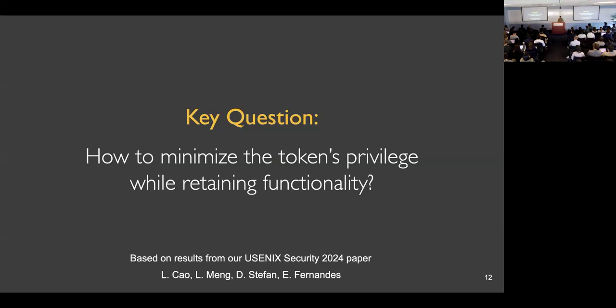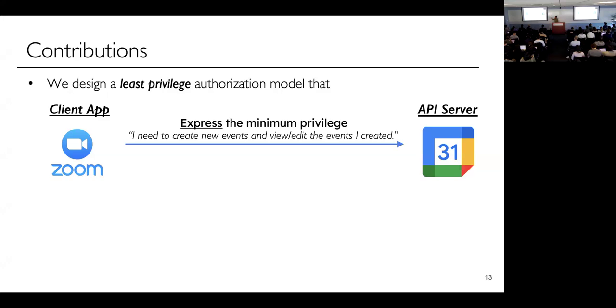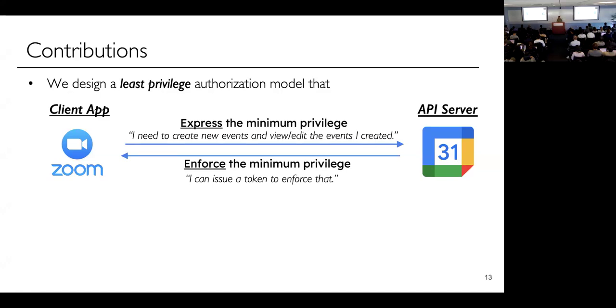How do we minimize the token's privilege to support these kinds of policies, but also keep the system somewhat functional? Okay. So in this work, what we have done is we designed a protocol that allows a client app to express the minimum privilege they need. So in this case, I need to create new events and view them, and edit events created, and they can express this in a formal way through a program to the API server. And then the API server can basically issue tokens that enforce these kinds of policies that are coming from the client app and are stateful.